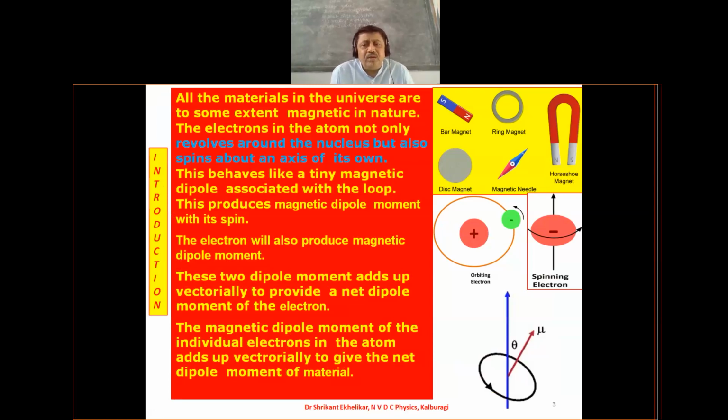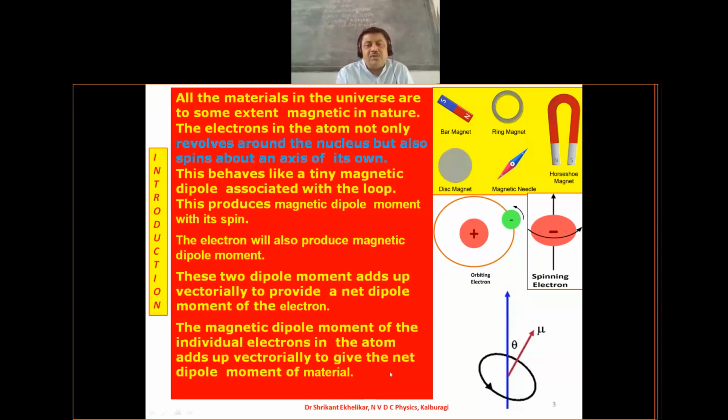As I have said, all materials in the universe are to some extent magnetic in nature. The electrons in the atom not only revolve around the nucleus but also spin about their own axis. Spinning about their own axis and rotating about the nucleus behaves like a magnetic dipole associated with a loop. Because of orbital motion and spin motion, there is a magnetic dipole moment. The electron produces a magnetic dipole moment because of these two kinds of motion.